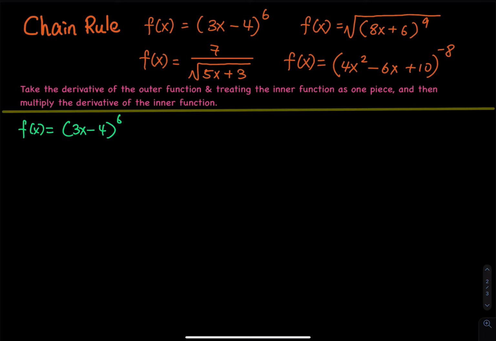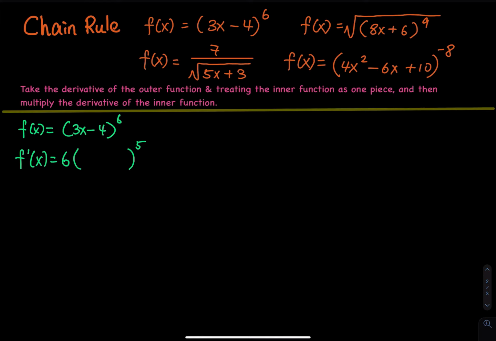We have f of x equals 3x minus 4, the whole quantity raised to the 6th power. So this is a composition function. We have a linear function, 3x minus 4, inside a 6th power. All right? So f prime of x, first, we have to take care of the 6th power. So you bring the 6 down, and whatever is inside the parentheses, we don't really care about that right now, and then take 6 minus 1, which equals 5.